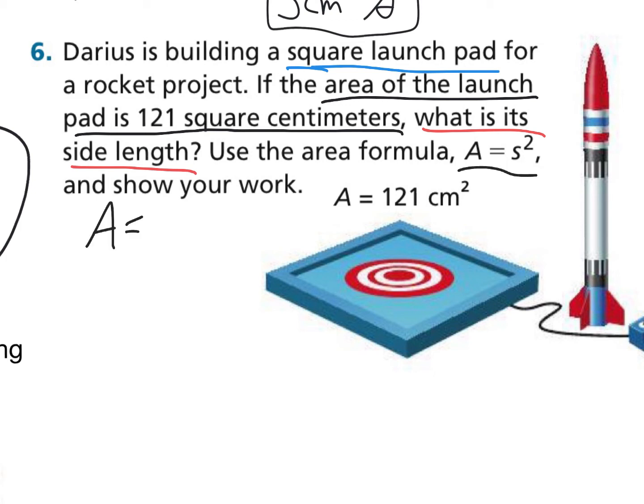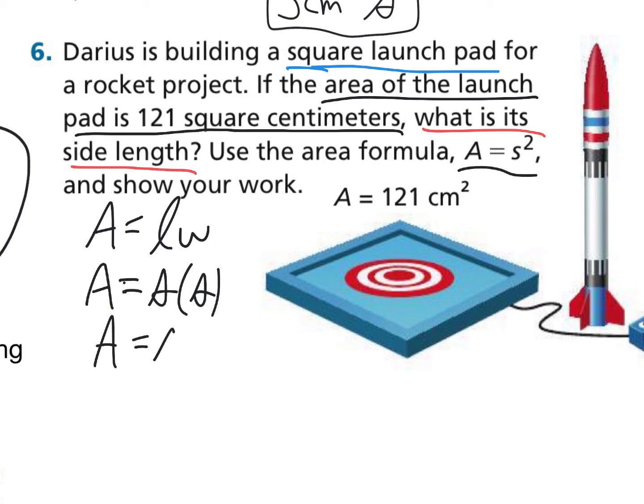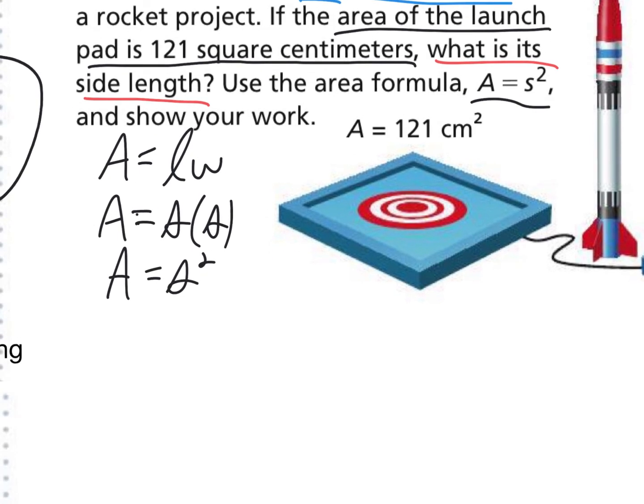And once again, we could back it up a minute and say, area of a rectangle or area of a square is length times width. It's just that on a square, the length and the width happen to be the same. So that's where they got the A equals S squared. So we're just going to take the formula, substitute what we know into the formula, and then we're going to solve it.